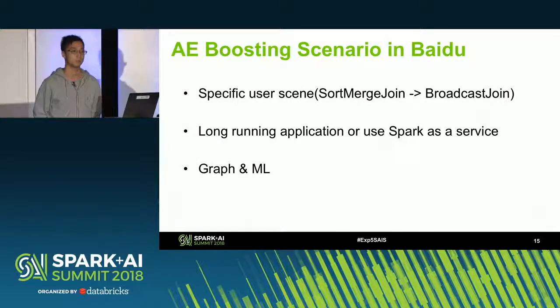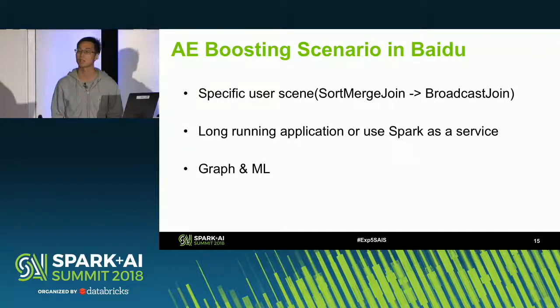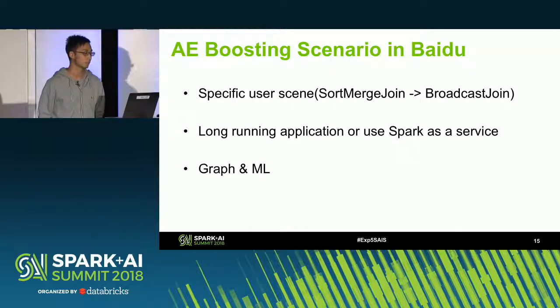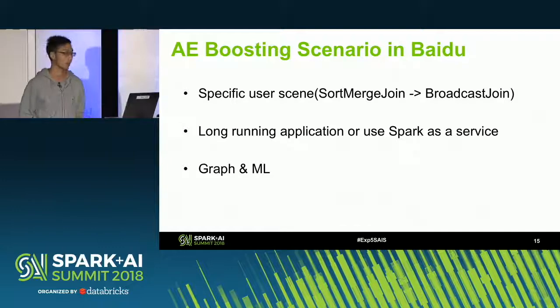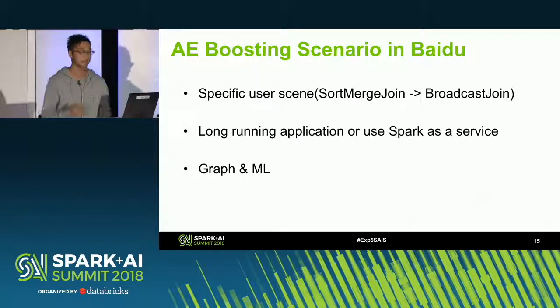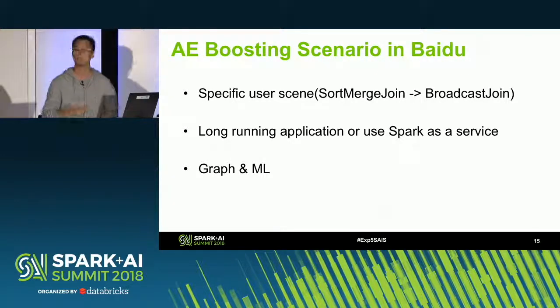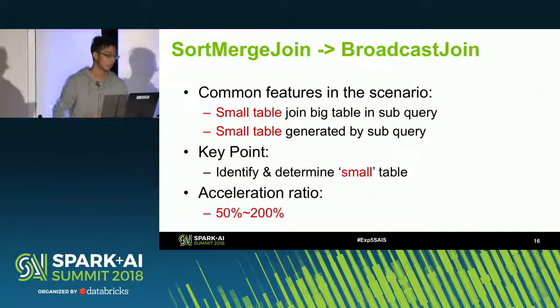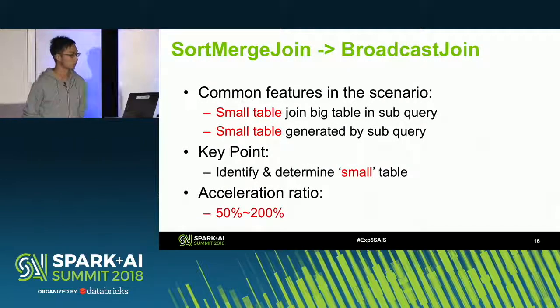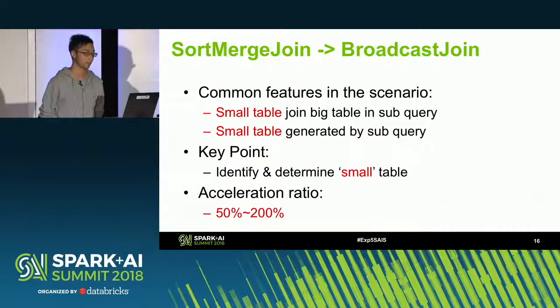During this half year of practice with adaptive execution, we mainly found three scenarios in which adaptive execution has a very good effect. The first is some specific user scenarios, which can hit the sort merge join to broadcast join strategy. The second is long-running applications, or using Spark as a service. And the last is graph and machine learning applications. Next, I will give some detailed use cases for these scenarios. Firstly, let's see the sort merge join to broadcast join strategy.